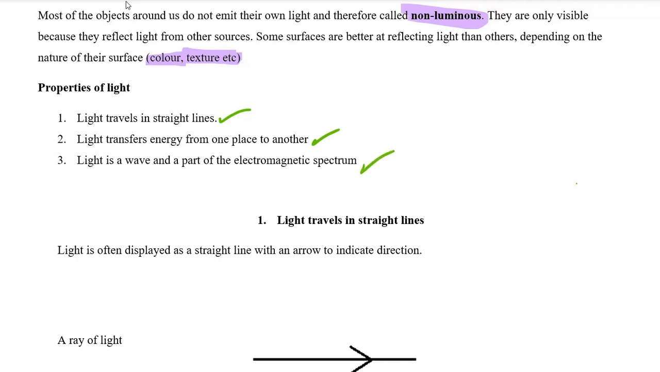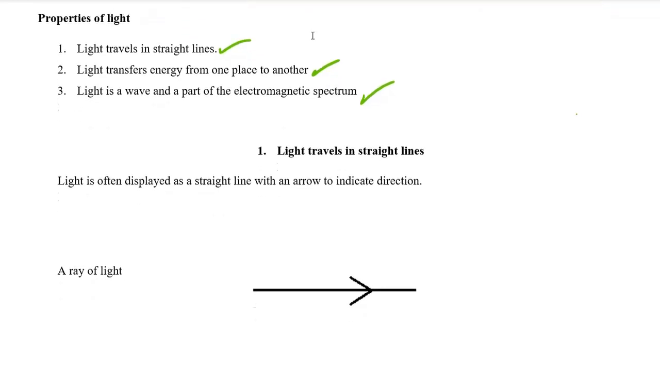And 3, light is a wave and is part of the electromagnetic spectrum. We're going to cover the electromagnetic spectrum more in depth later down in this topic, but you have to remember light actually does travel as a wave. There are 2 types of waves that exist. When we're doing the topic of waves after light, we'll go into this more in depth. So let's look at our points.